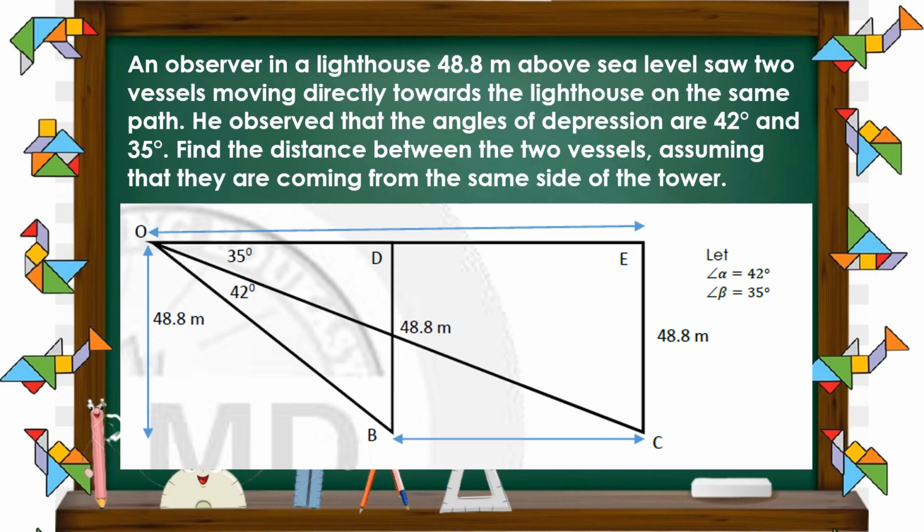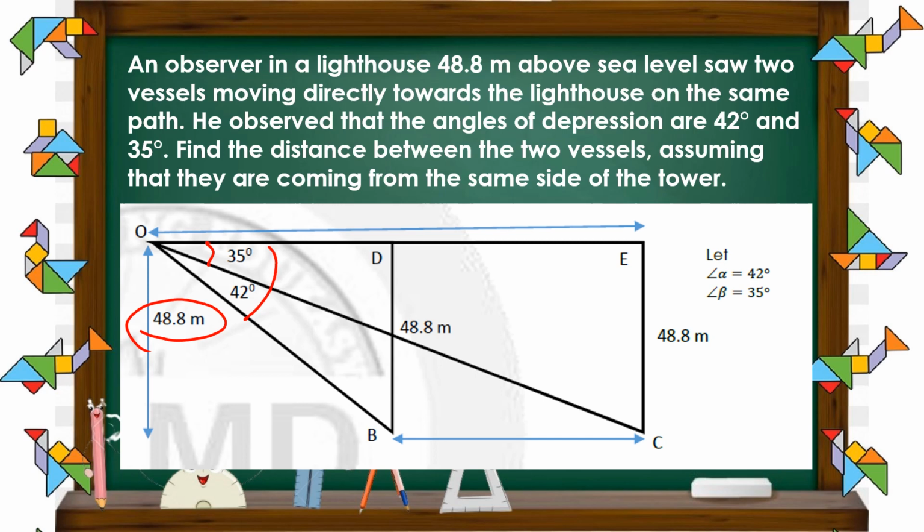So we have here 48.8 meters, which is the height of the lighthouse, and then the angles of depression, which are 35 degrees and 42 degrees. So we have here two vessels on the same path, and we observe angles of depression of 42 degrees and 35 degrees. So there are two. This is the 35 degrees and this is the 42 degrees.